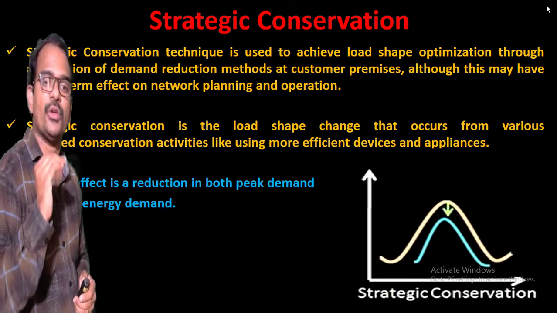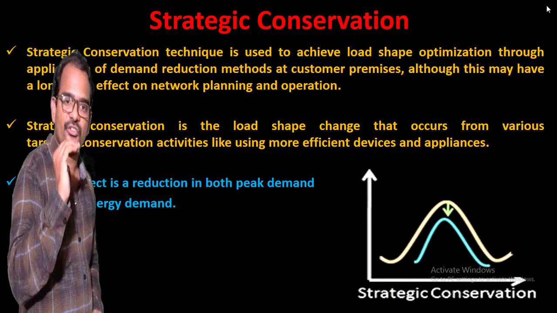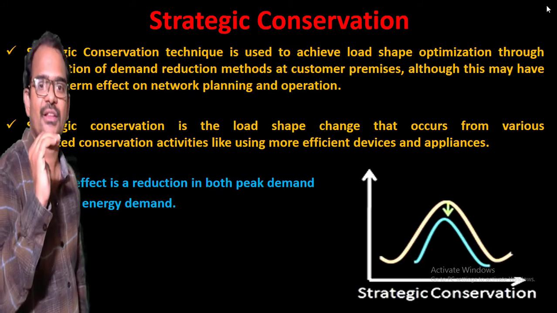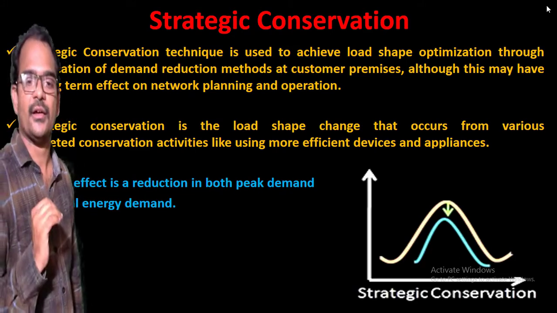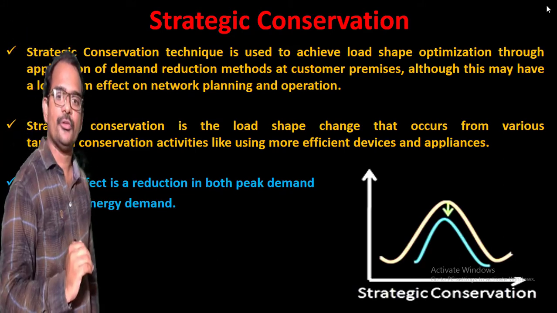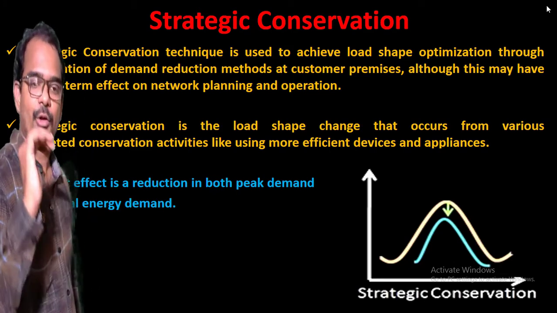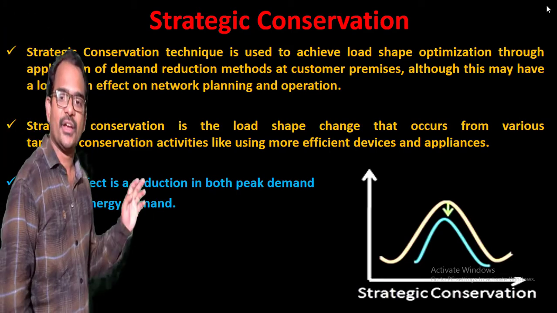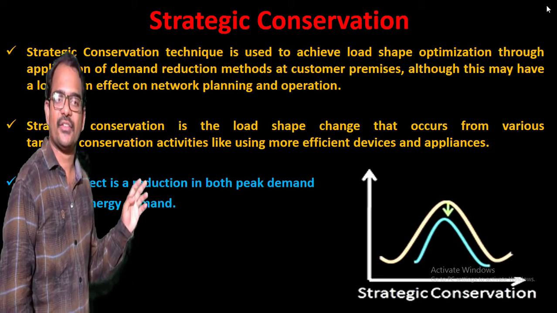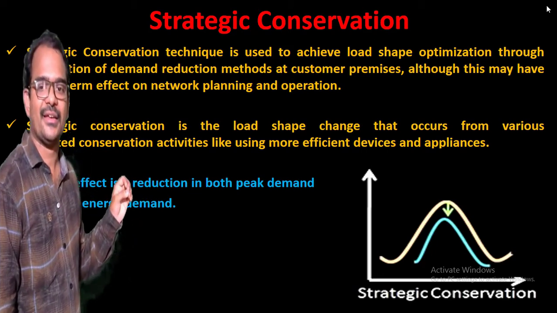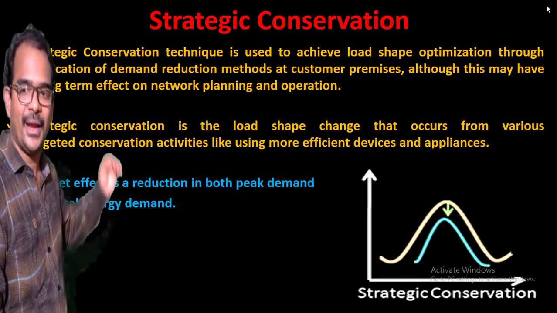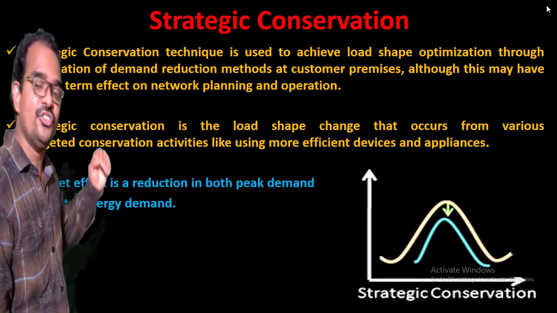That is, you have to increase the energy efficiency of the equipment used in the system or the society, so that the power consumption gradually reduces over a period of time. It's not an overnight task. It requires a lot of attention and planning. So the net effect of this strategic conservation demand side management technique is a reduction in both peak demand as well as total energy demand, right?